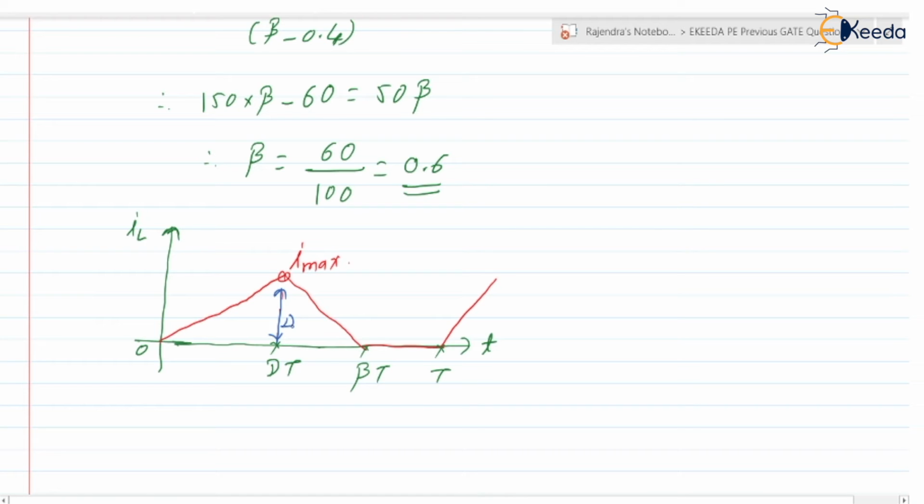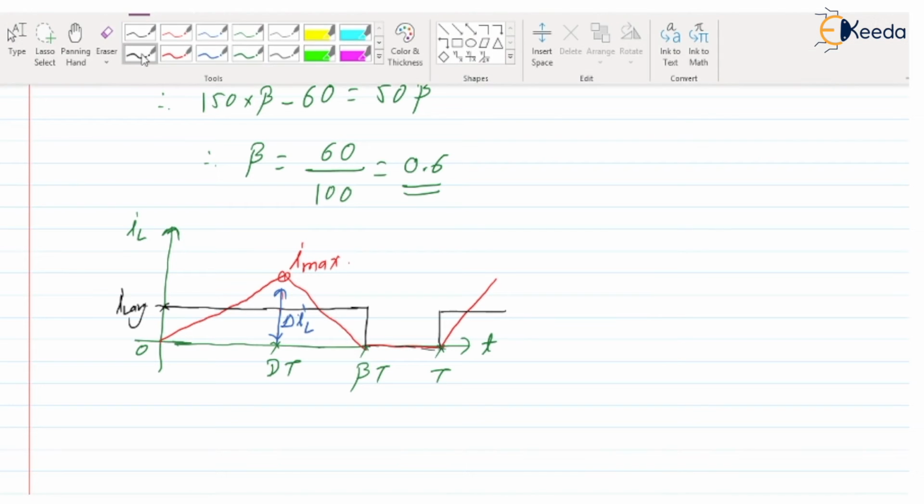Okay, this is the delta IL. And what is the average? The average will be delta IL by 2, right? IL average is nothing but delta IL by 2. So from here to here is the IL average, after that it is 0. And after that again the same, it will be the IL average, which is equal to what? Delta IL by 2. Now, this can be drawn like this only.